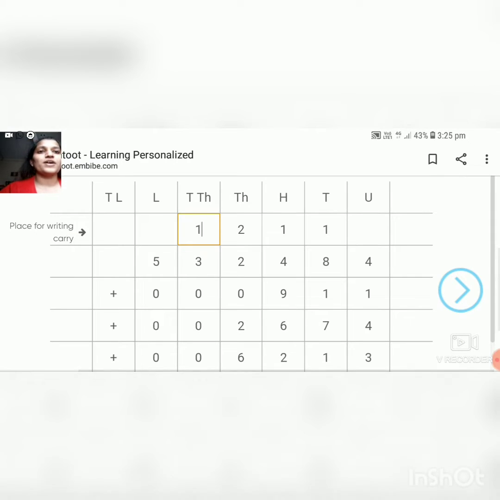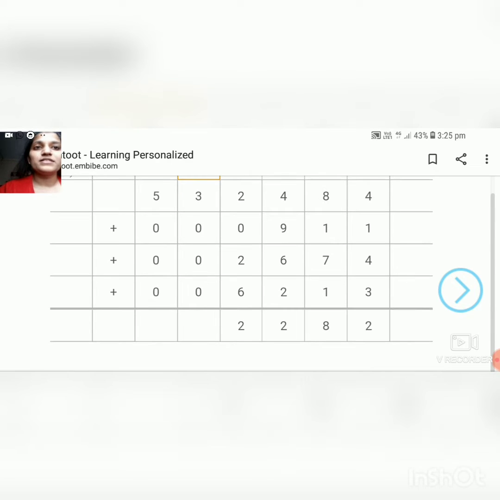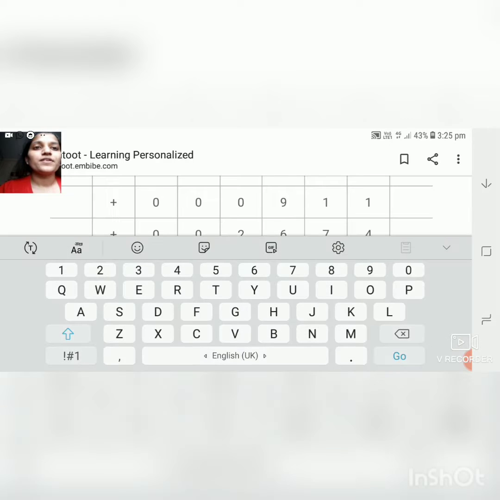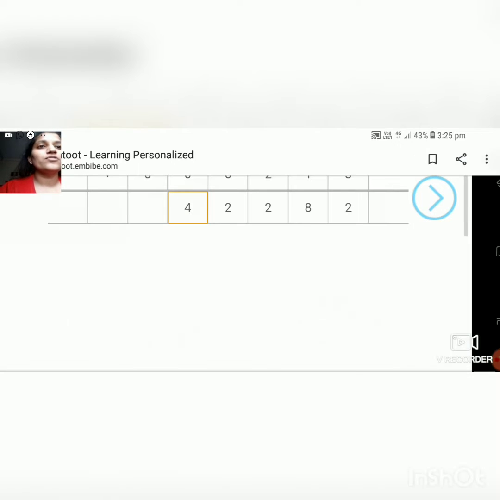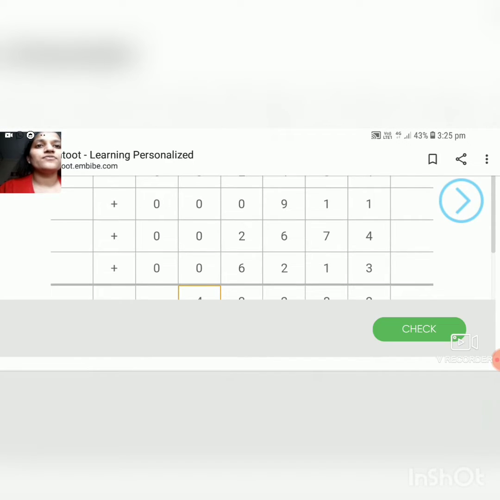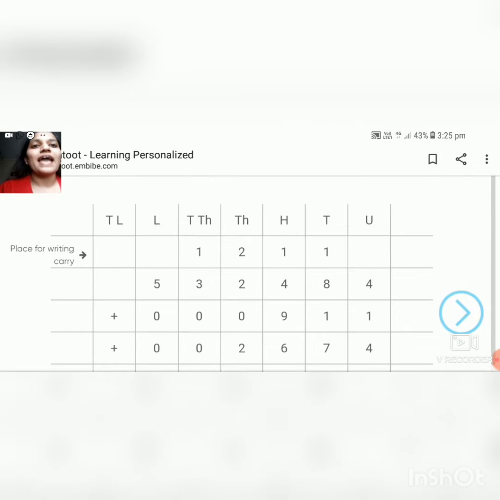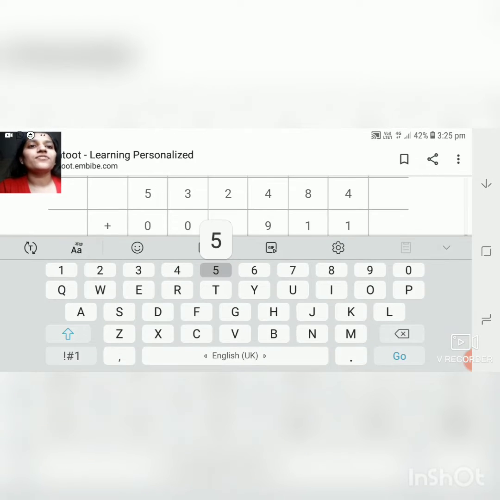So now we are going to add ten thousands places. 1 plus 3 is 4, 4 plus 0 is 4, 4 plus 0 is 4, 4 plus 0 is 4. So we are going to write here 4, and now we are going to add lakhs places. So 5 plus 0 is 5, 5 plus 0 is 5, 5 plus 0 is 5. So we are going to write 5.